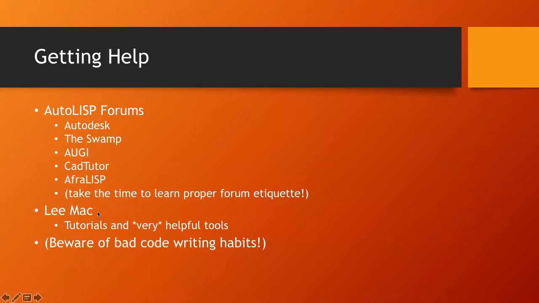Lee Mack is, I would say, without fail, the most brilliant AutoLISP programmer out there. His site is fantastic. He has tutorials, really helpful source code, and great tools. It's fantastic to bookmark that site. But for all of these examples, whenever you're pulling code from anywhere, please beware of bad code writing habits. The better you set good habits at the outset, the better you'll always have good code habits, like the ones I've mentioned: access panels, comments, things like that.